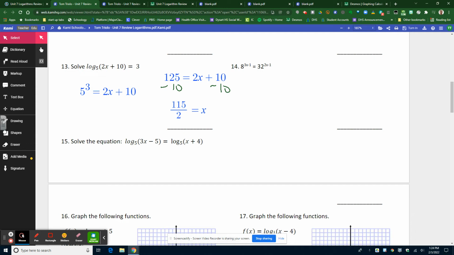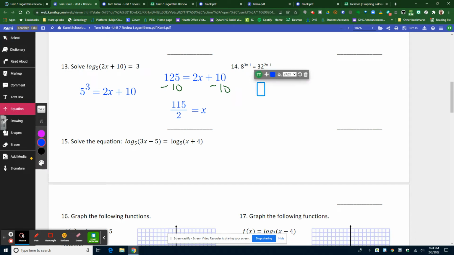We're going to solve 14. So, Leslie, going to take the lead. Go ahead. 2 to the fourth. Whoops, so close. I'm sorry. 2 to the third, and then we still have our 3x minus 1, which we're going to put in parentheses.